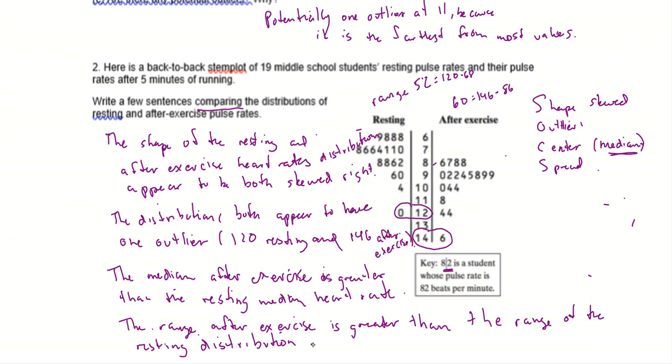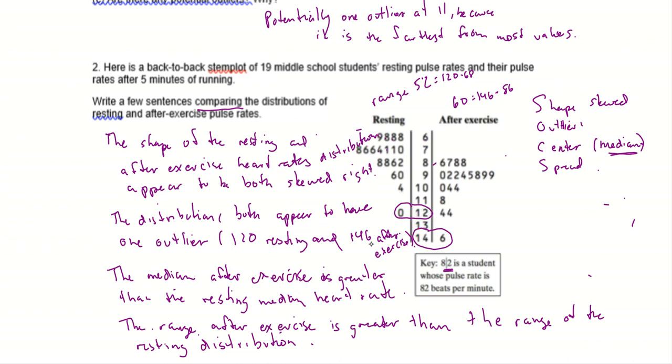And so those are the 4 criteria. Notice how I use context in each. The shape of the resting and after exercise heart rate distribution appears to be both skewed to the right. So both of them are skewed to the right. Distributions both appear to have one outlier, 120 resting and 146 for after exercise. The median after exercise is greater than the resting median heart rate. And then the range after exercise is greater than the range of the resting distribution.